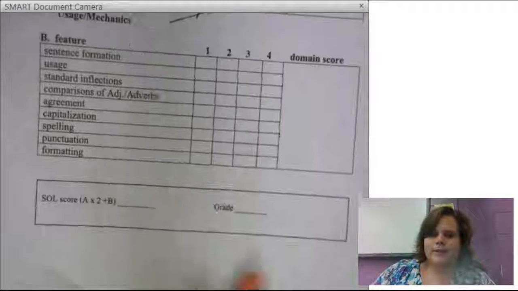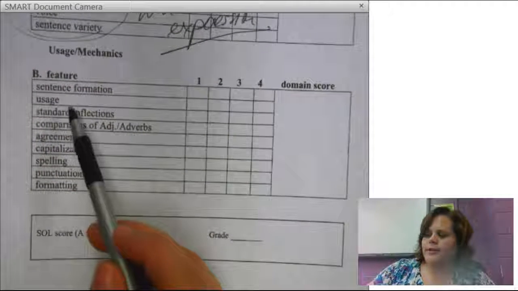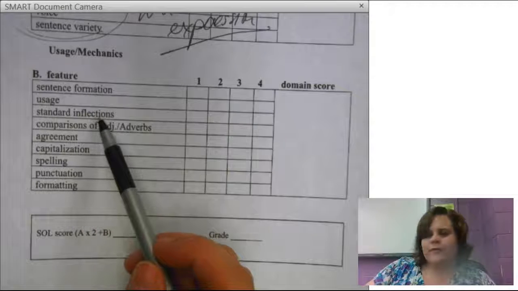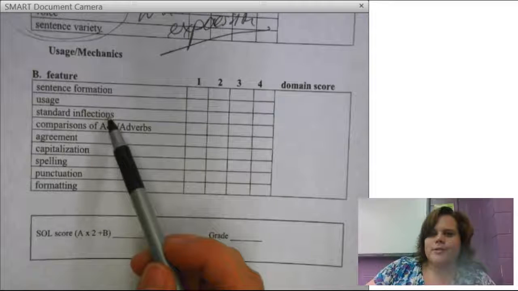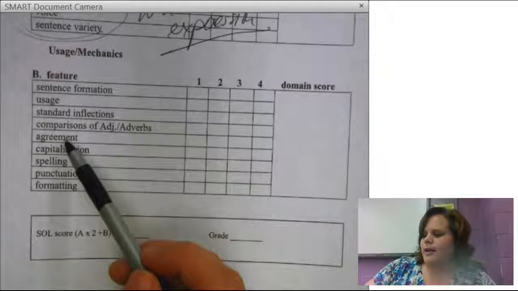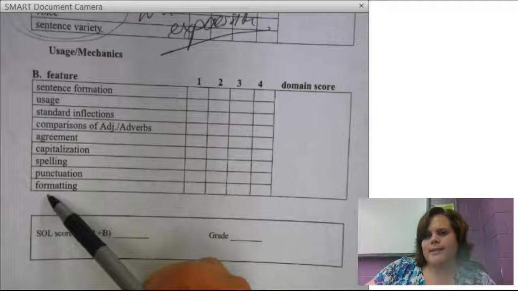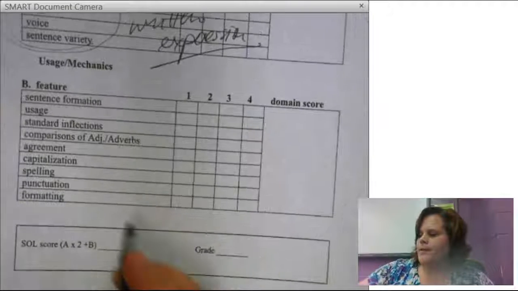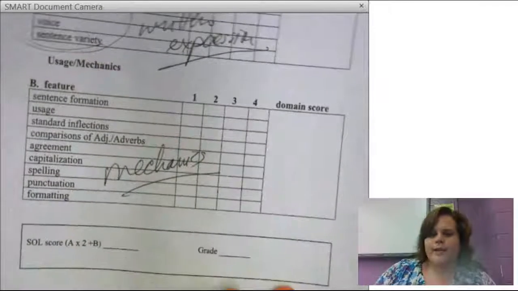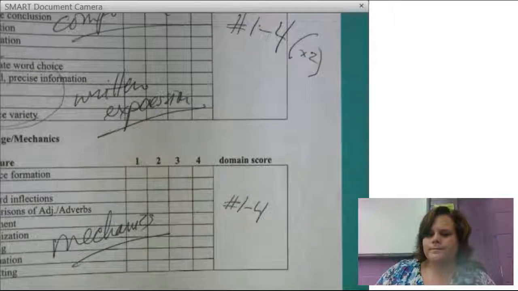Down at the bottom are mechanics. So this is B. Sentence formation, usage of words that's correct, then or than, things like that. Standard inflections means question marks if it's a question, not putting exclamation points everywhere, just standard usage. Subject-verb agreement, capitalization, spelling, punctuation, formatting is indented paragraphs appropriately. And so all of this goes on the mechanics category, and it gets a score 1 through 4.